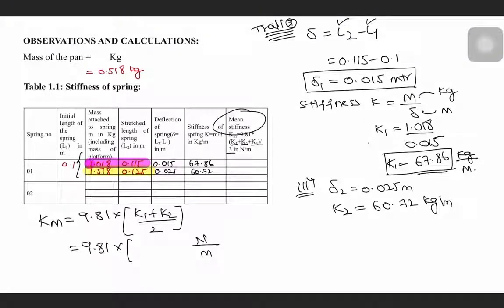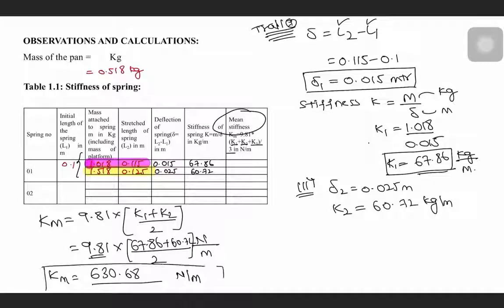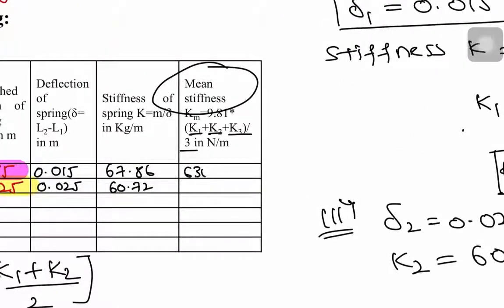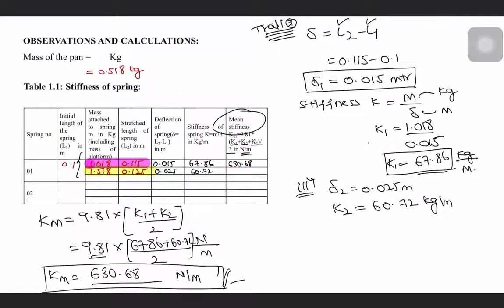9.81 into K1 is equals to, what is K1? It is 67.86 plus K2 is 60.72 divided by 2. So if you calculate this, your value would come in Newton per meter because you have multiplied with 9.81, and it is around 630.68 Newton per meter. So this is your final answer. So Km, the mean stiffness value, is around 630.68 Newton per meter. So this is one part of the calculation.